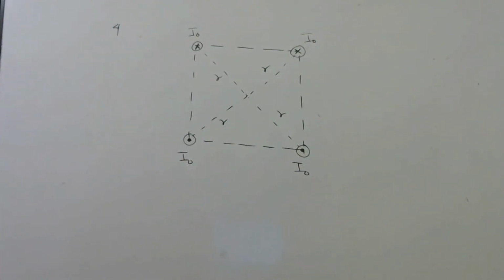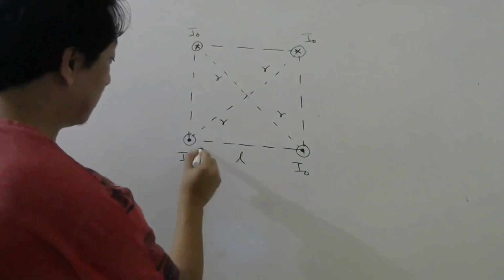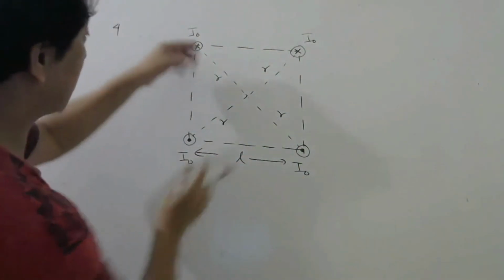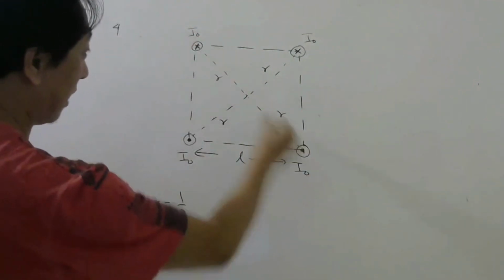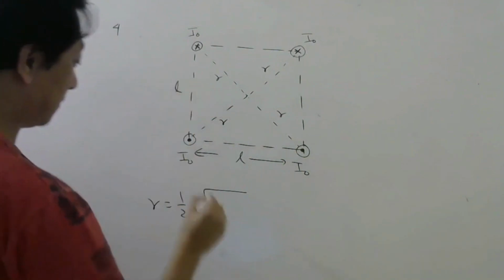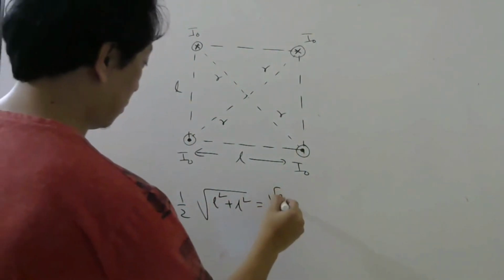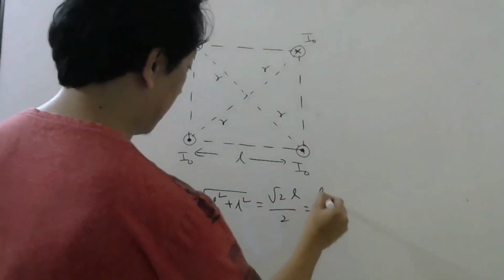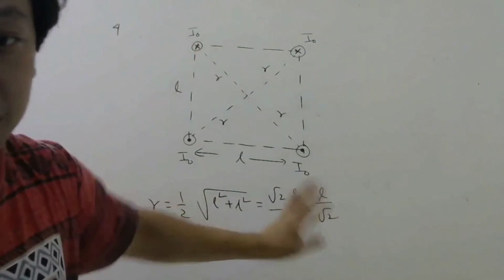The side of the square was given as L. So this is L. So how much will this r be? r will be half of the diagonal. The diagonal will be root over L square plus L square, so root 2 L. Half of that is root 2 L by 2, which is L by root 2. So we have found r in terms of the given quantity.